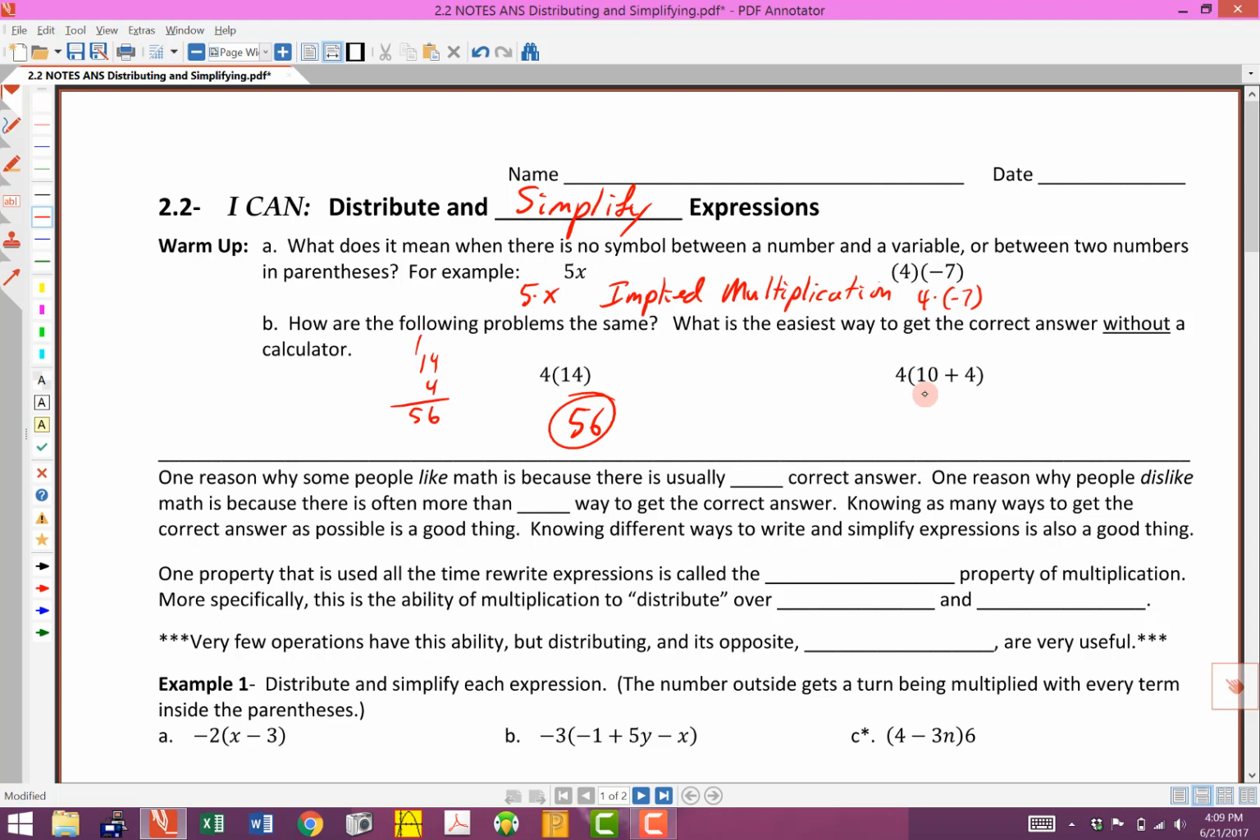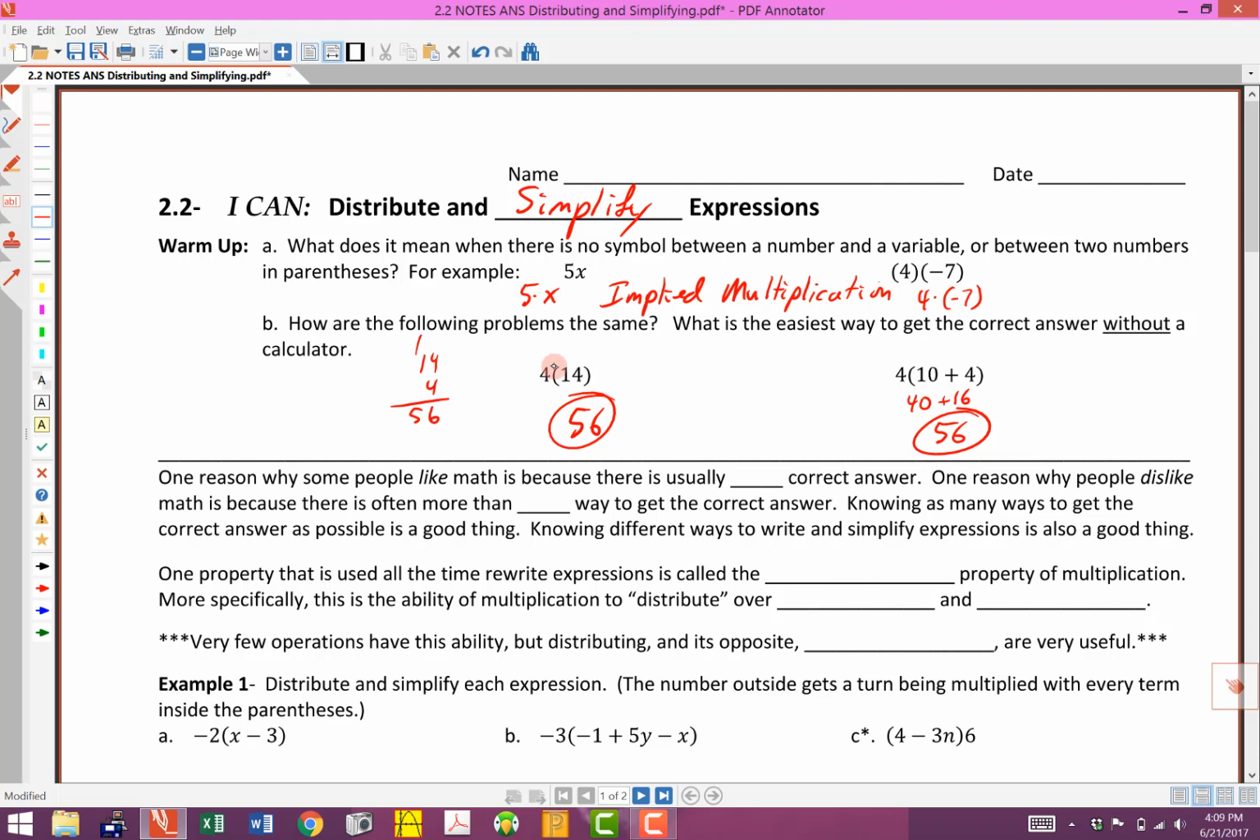But we could do something like this, and I'm hoping that everybody's familiar with this. We could do 4 times 10, that would be 40, and we could do 4 times 4, that'd be 16. Look, if we add those together, we end up with 56. So same answer either way. You may have thought, okay, I'm going to do 4 times 10 first and then figure out what I get when I add 4 times 4.